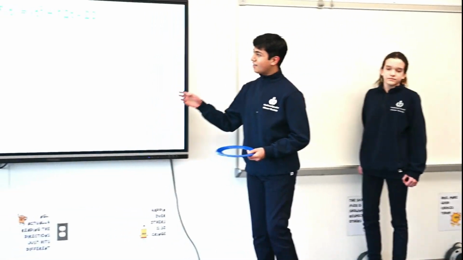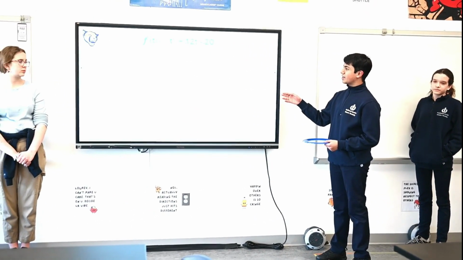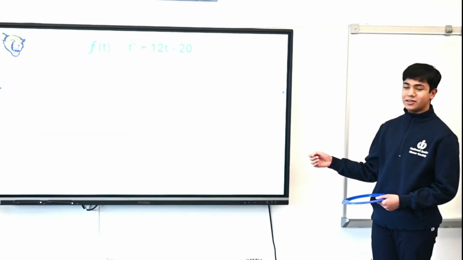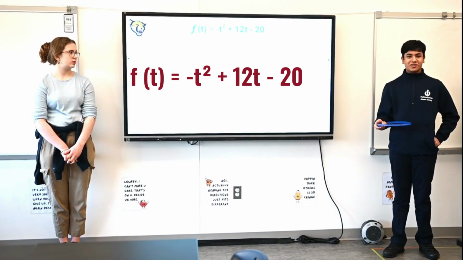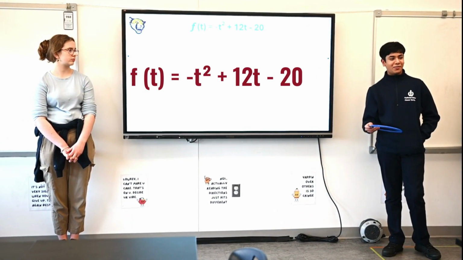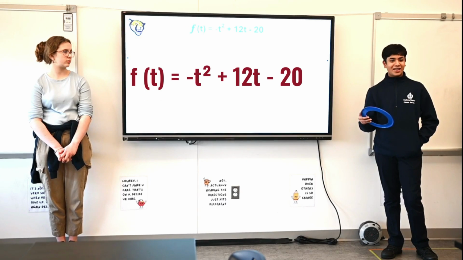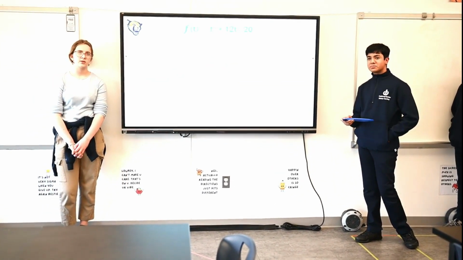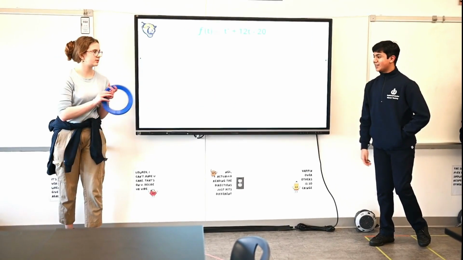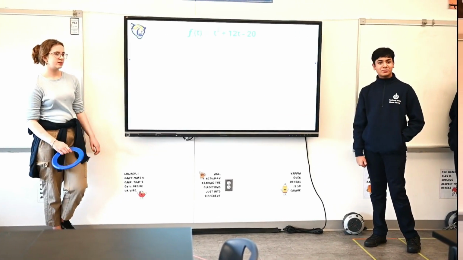Then the equation f(t) = -t² + 12t - 20 maps the path of the Frisbee. Let's solve this equation in 3 fun ways to show the time that we threw the Frisbee and when it landed. The first method is called Vieta's formula. And Kira is going to show us how it works.